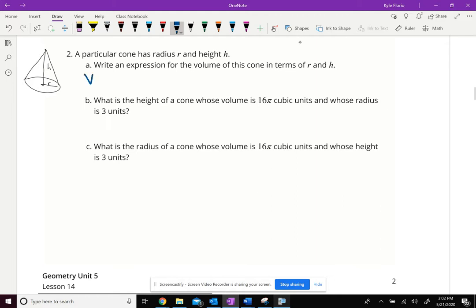Well, the volume of a cone in general is 1/3 the area of the base times the height. And because the base is a circle, the area of the circle is pi r squared. So the volume is 1/3 the area of the base, which is pi r squared, times the height. And that's it.